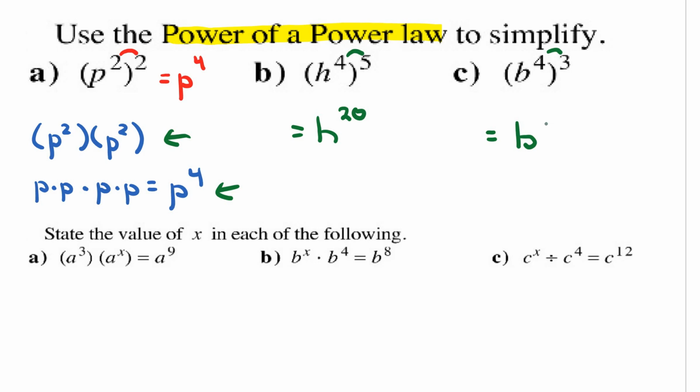So the power times the power, so 4 times 3 is going to be 12. So b to the power 12 for that question there.